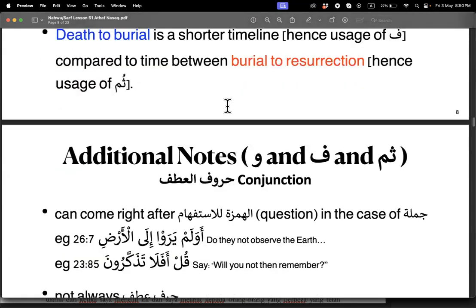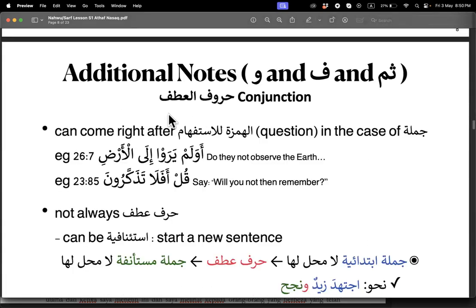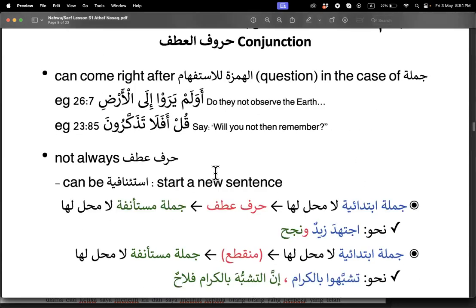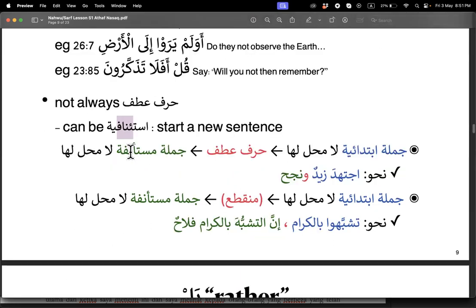Last thing is additional notes for Waw, Fa, and Thumma. So it can come right after Hamzatul Istifham. You will see in the Quran, awalam, for example, afala, awala, right? All this is Hamzatul Istifham. Then you see the Waw after, not before. You don't say wa alam, you say awalam, awalau. One more thing is it's not always Harf Atifah. It can be istitnafiyah. So this one I have to explain a bit.